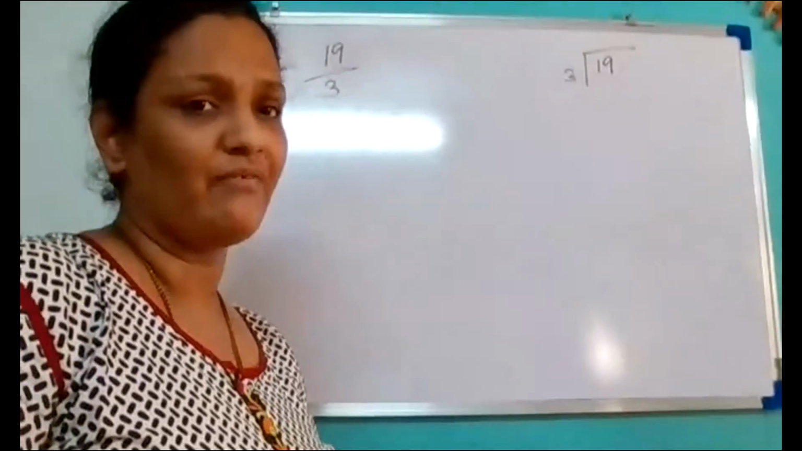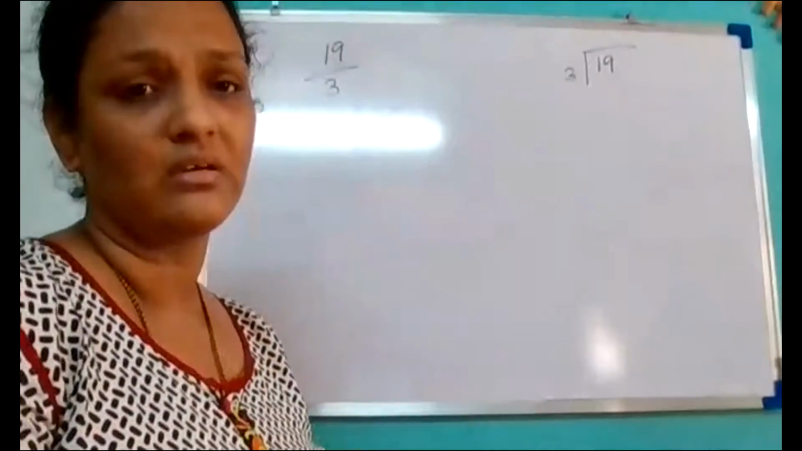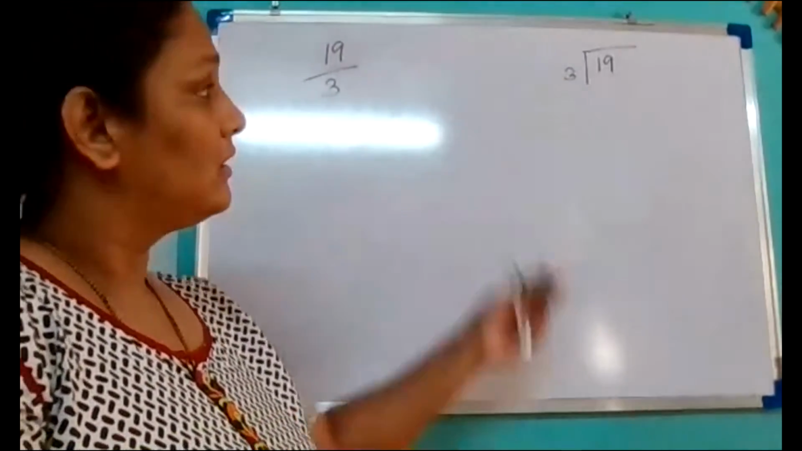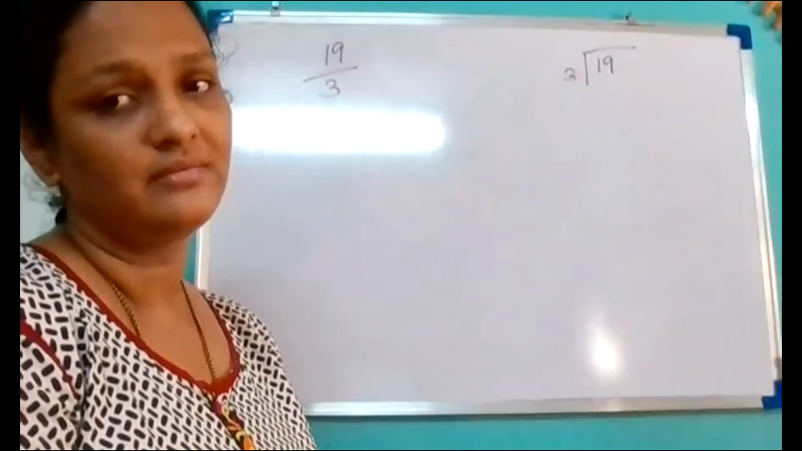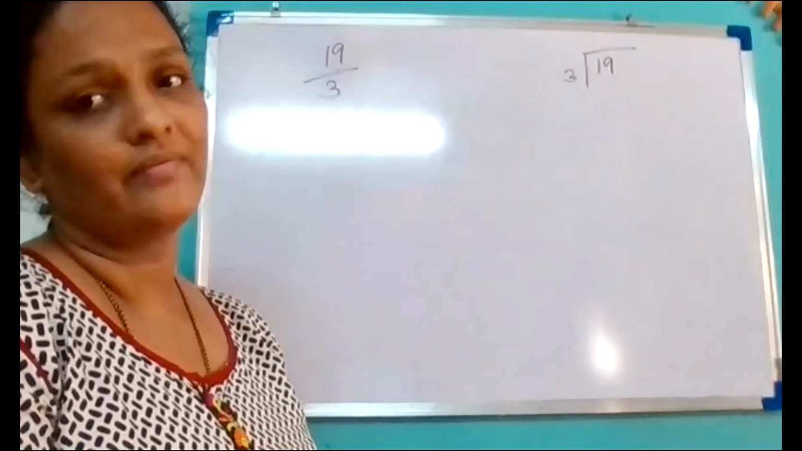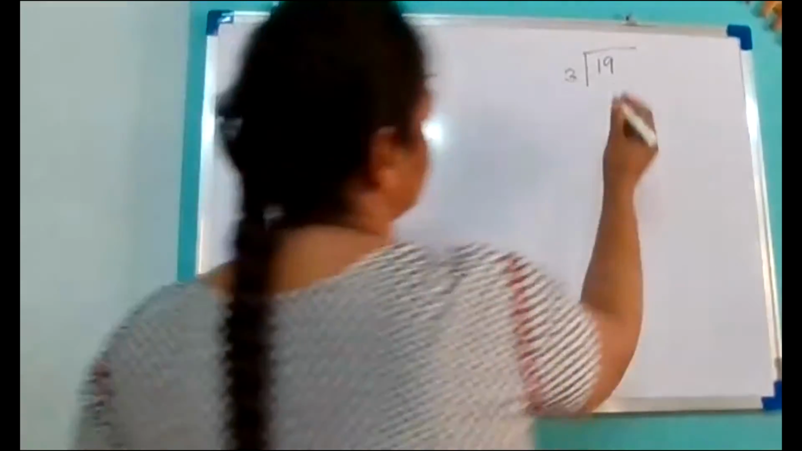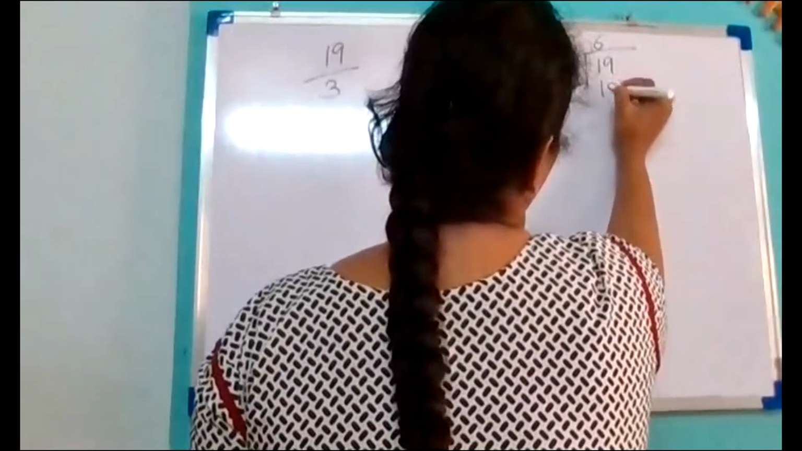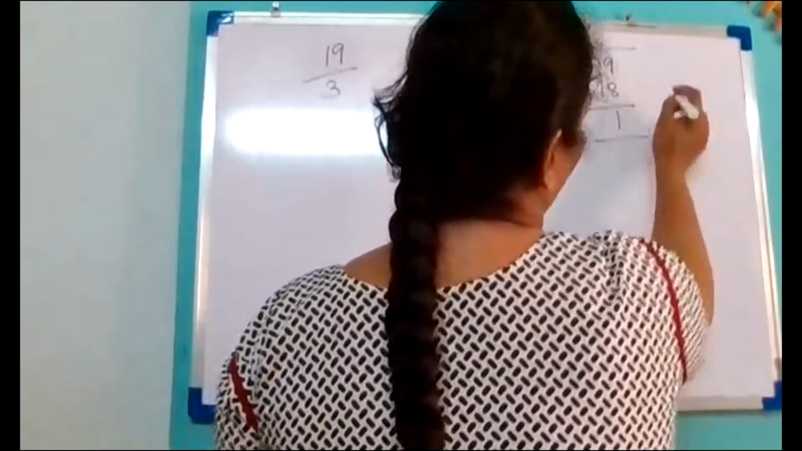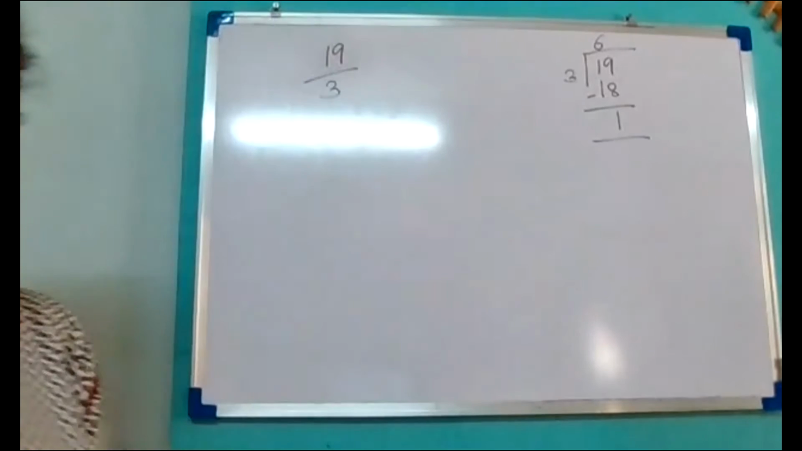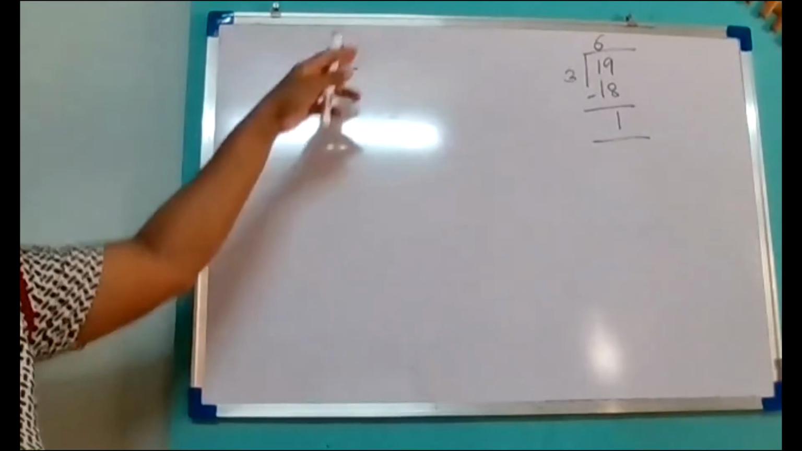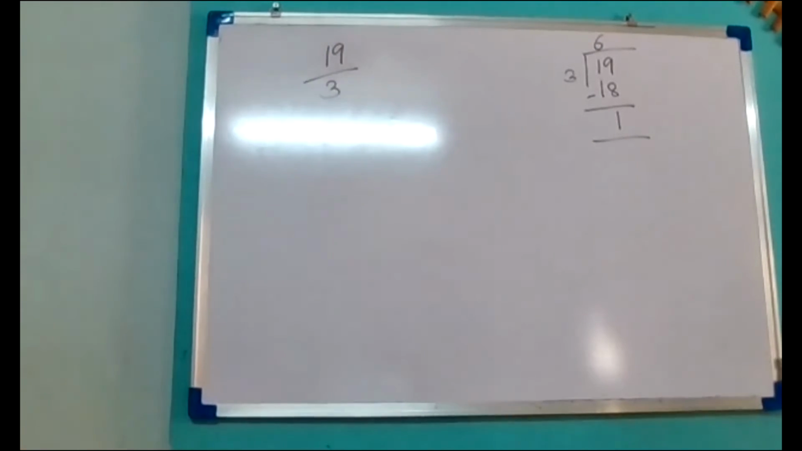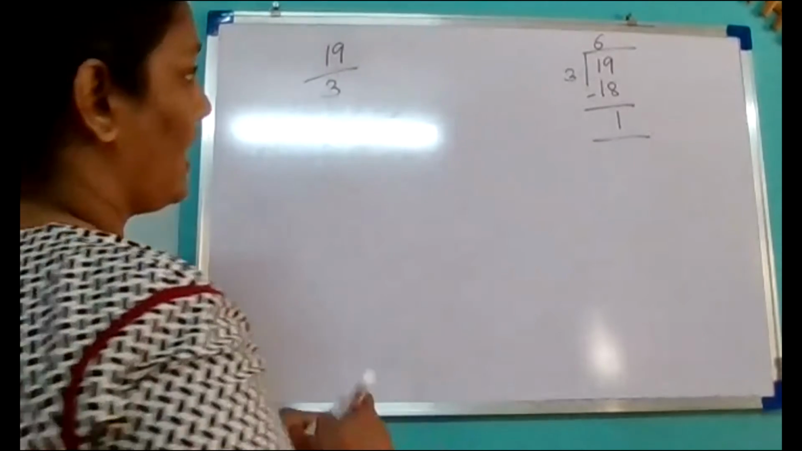3 sixes are 18. I have to be quick. 3 sixes are 18. And I get 1 as my remainder. 6 will be the quotient. Now, for 19 upon 3, what is the formula? It will be 6 and 1 upon 3.